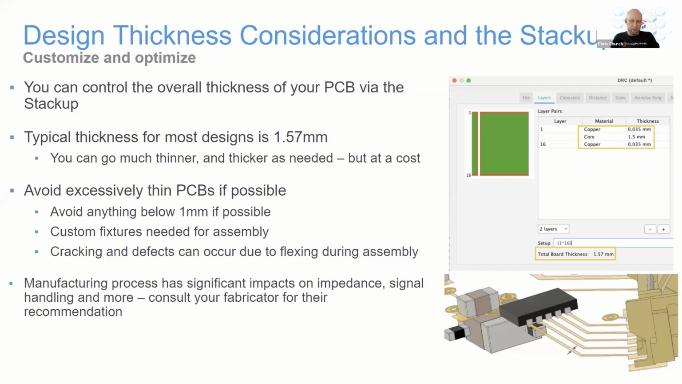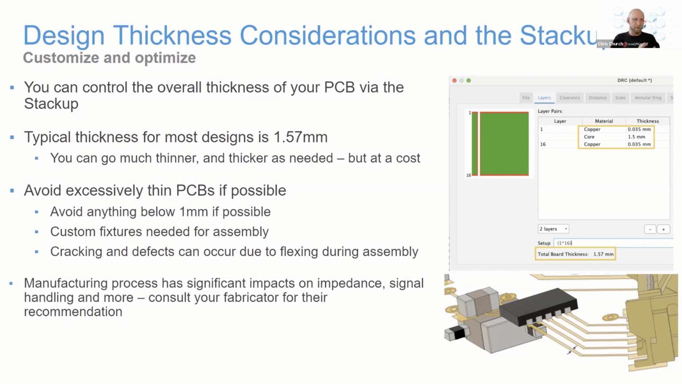The other issue you're really going to run into with excessively thin PCBs is that they will flex after they've been assembled. You're putting pressure on the solder joints where that flexing is happening, and you can cause cracks and breaks both in the solder joint itself and in the silicon packages of the components, resulting in defects.